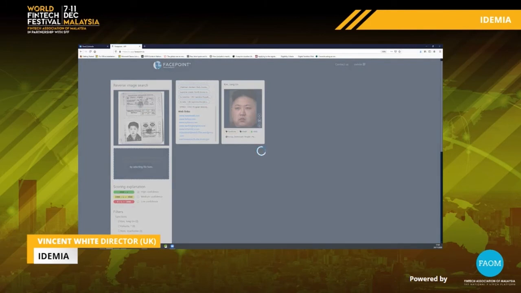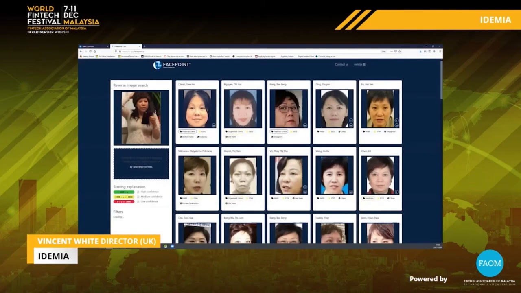In this next example, a Malaysian-born con artist who stole multiple identities in the United States and perpetrated fraud on a grand scale.